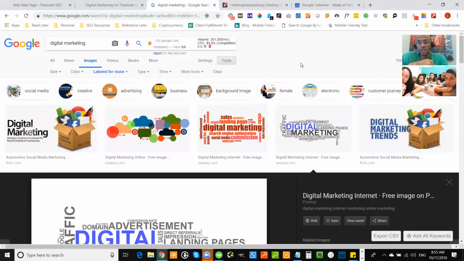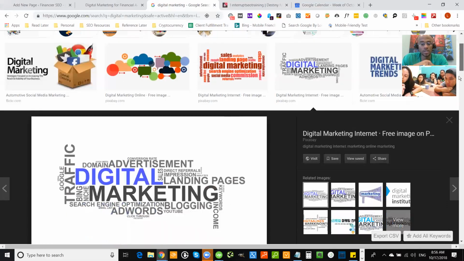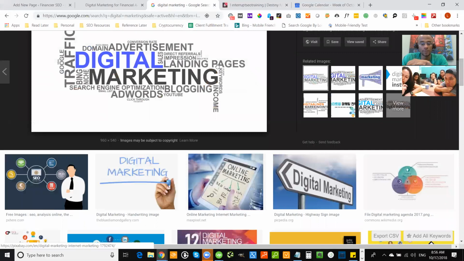Basically, these are pictures that, whoever created them, it's called Creative Commons, so they open it up to the public. Whoever created them says, hey, I spent time creating this photo, but I want to make it available for everyone to use on their own websites or wherever. Then you go to this photo. Even though it's labeled for reuse, I would say you want to actually click the visit button here.